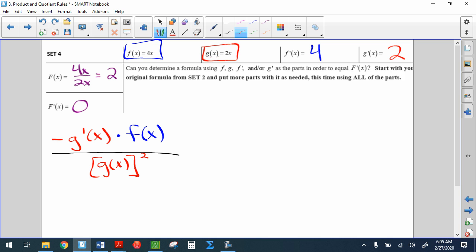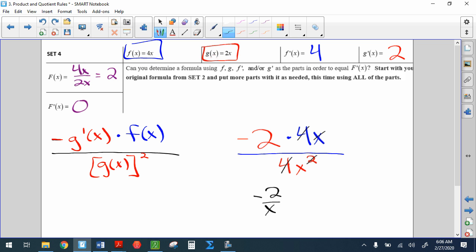So using the parts that I have, I need negative g prime times f of x over g of x squared. So that's going to be 4x squared. So right now that's going to give me negative 8. Let's see if I simplify this more. So negative 2 over x. I have negative 2 over x, but I need it to be 0. In order for it to be 0, I really need a 0 on top of the fraction.